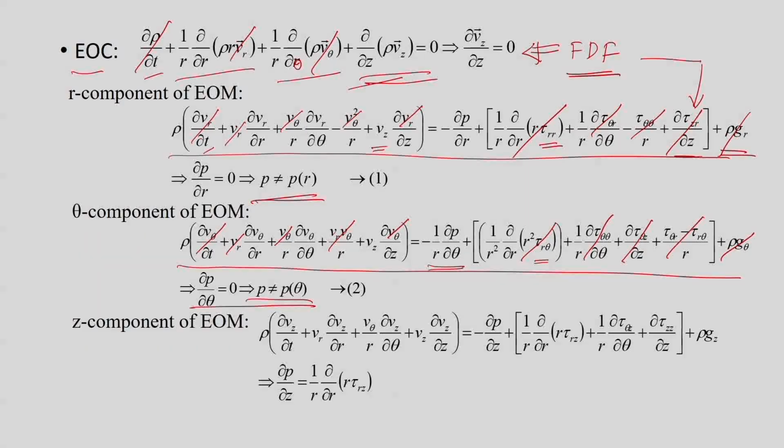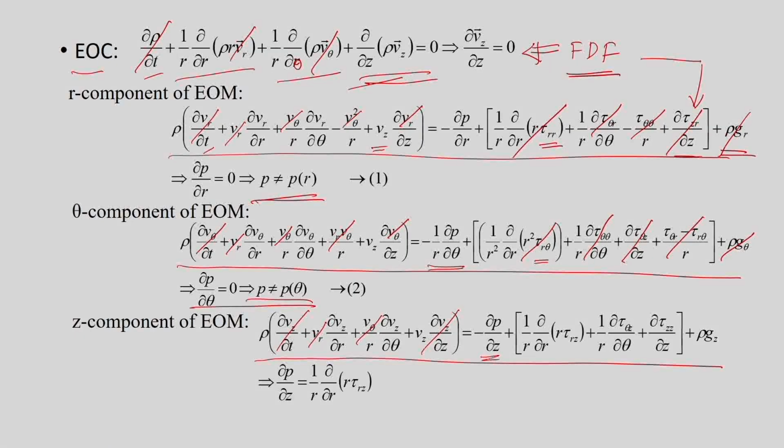So now the z component of the equation of motion is given here. Here also, if we apply the assumptions, then see what we will get. The first term is 0 because it is steady state. The second term is 0 because Vr is 0. The third term is 0 because Vθ is not existing. The fourth term in the LHS is also 0 because ∂Vz/∂z is equal to 0 because of the fully developed flow that we got from the equation of continuity.